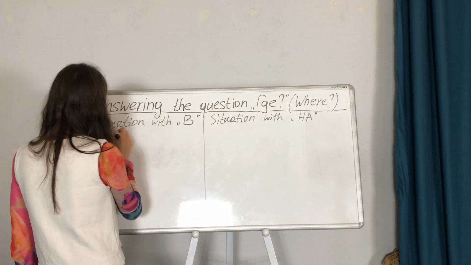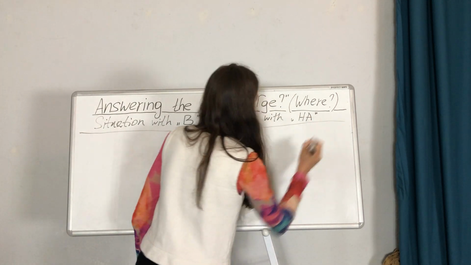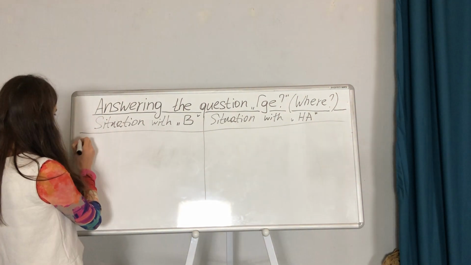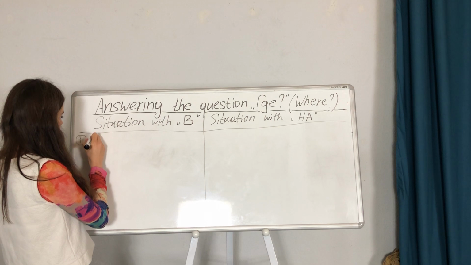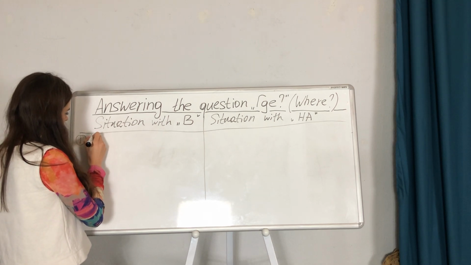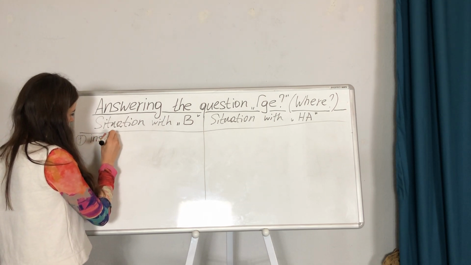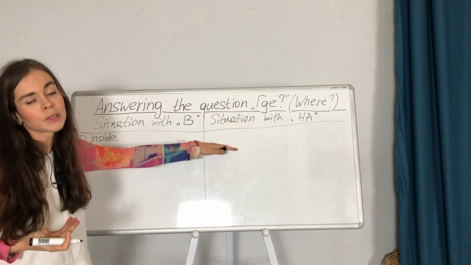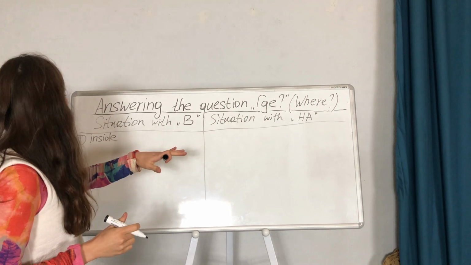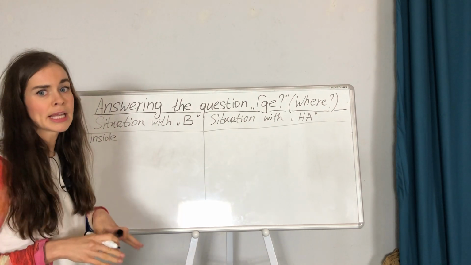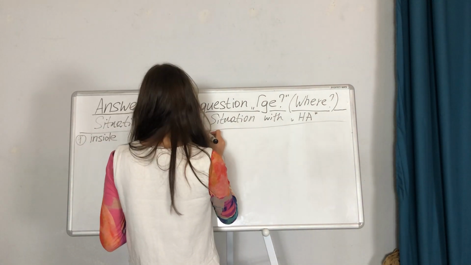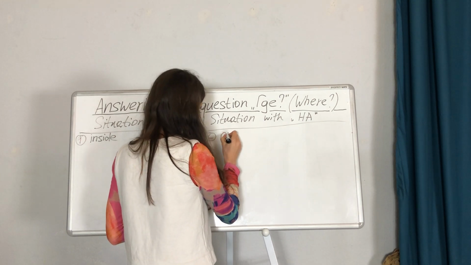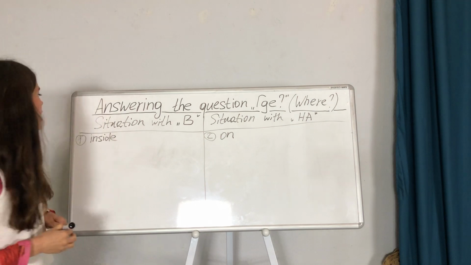The first meaning is the direct meaning. В means inside. And на we will translate as on, on surfaces and floors. So it's very easy.